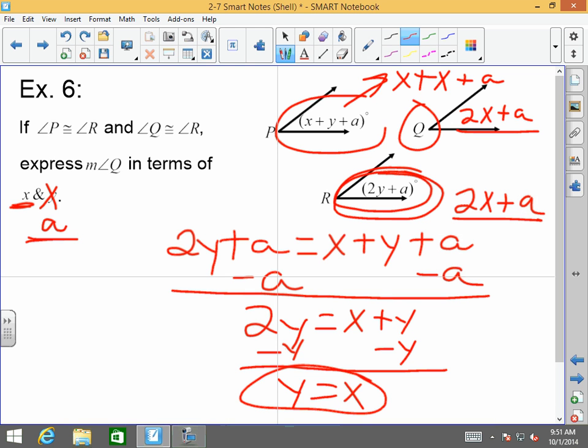Thank you very much. So here I had to use the transitive property, and then I had to use substitution. Does that make sense, gentlemen?